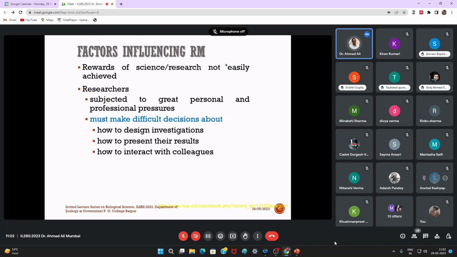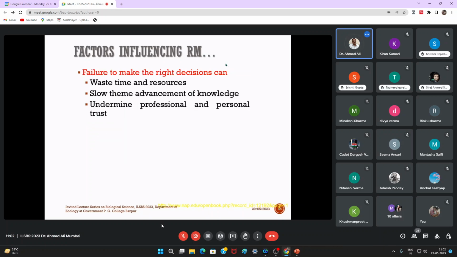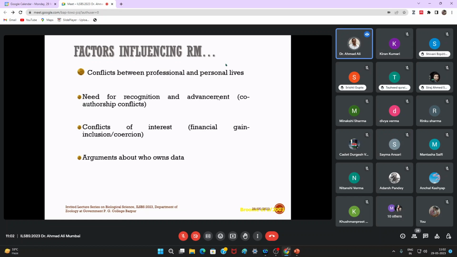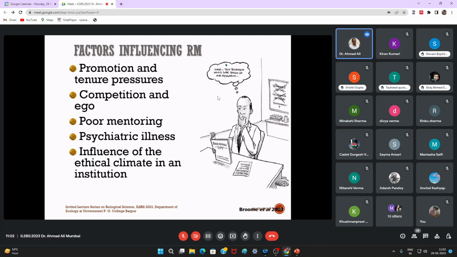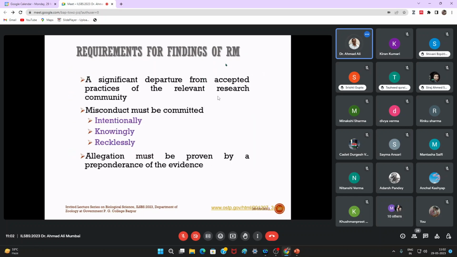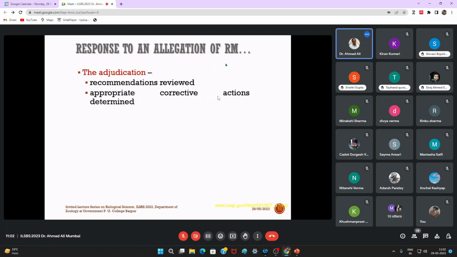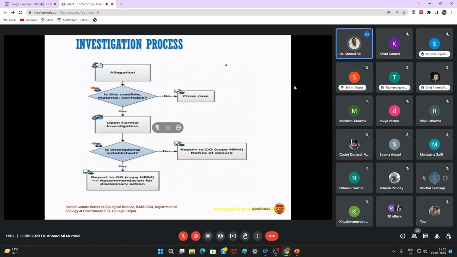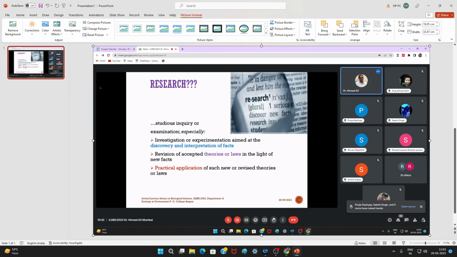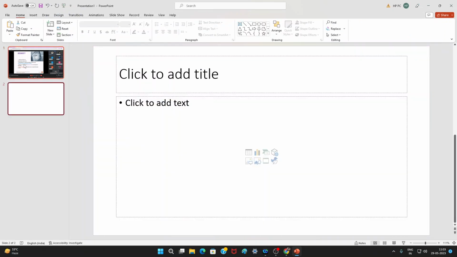These are the factors which influence: the rewards of science and research are not easily achieved. Poor preparation and failure to make the right decision can waste time and resources. There is conflict between professional and personal lives, the promotion and tenure process, competition and ego, poor mentoring. There is a particular process of investigation. If the case is reported, a committee is set up and looks into it. So what is the prevalence? It is very difficult to report.